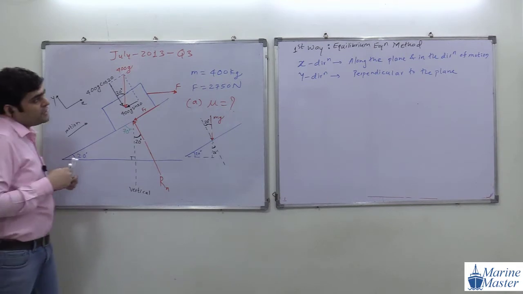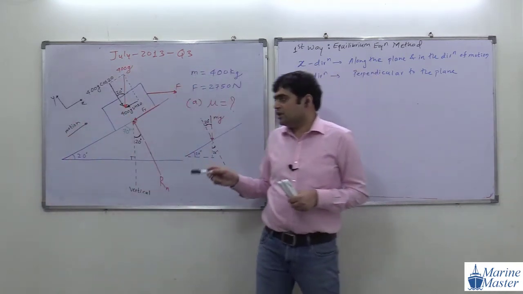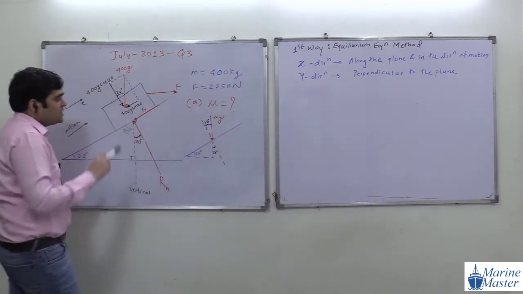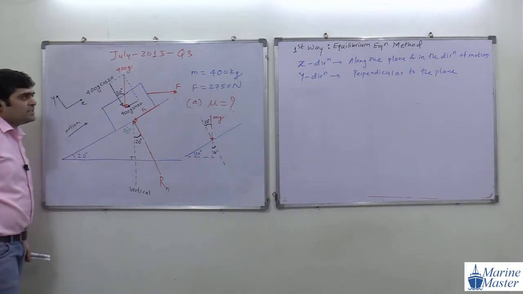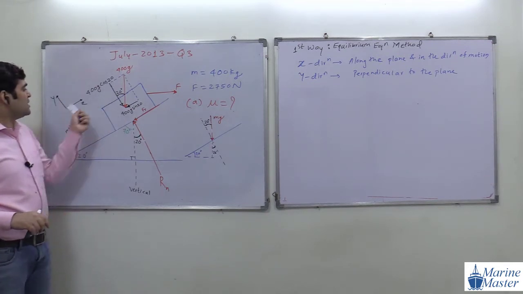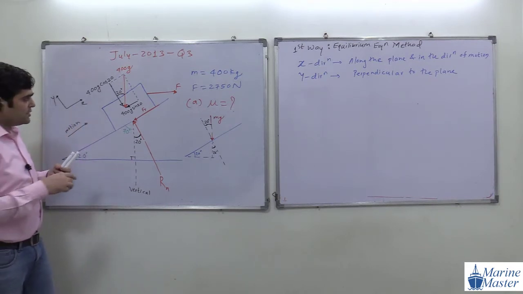Which method are we using? Equilibrium equation method. And for the equilibrium equation method, we have to take x and y direction. How do we consider x and y direction? X direction along the plane. How do we consider y direction? Perpendicular to the plane. Okay. X direction along the plane, in the direction of motion. Okay guys, are you getting my point? See the scenario here.